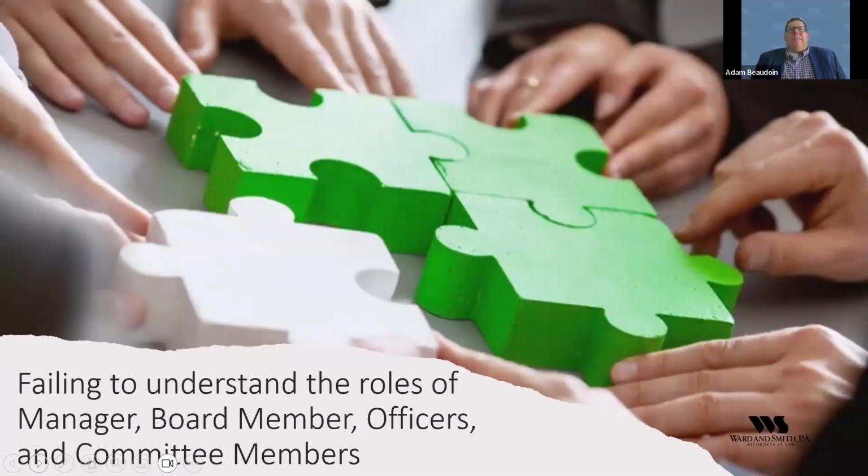So one of the biggest pitfalls that boards fall into is failing to understand the role of the manager, the board members, the officers, and the committee members. So I'm going to give you a quick rundown of that hierarchy and how it works. And this applies, by the way, to both North Carolina and South Carolina entities. So 90% of homeowners associations in North Carolina and South Carolina are going to be nonprofit corporations. What this means is that you have members in a nonprofit, in this case a homeowners association, that elect their board. The board is then going to elect the officers, and the president, or a combination of the president and the board, are going to create most of your committees.